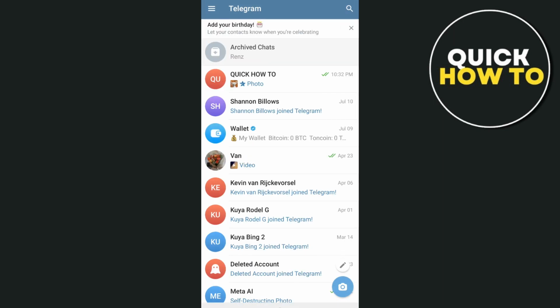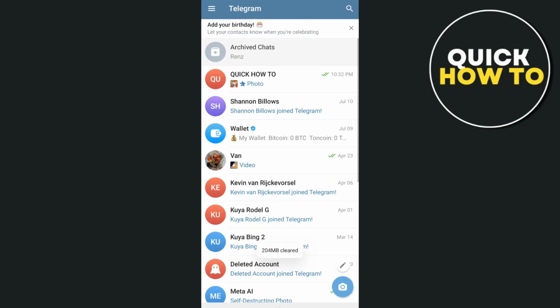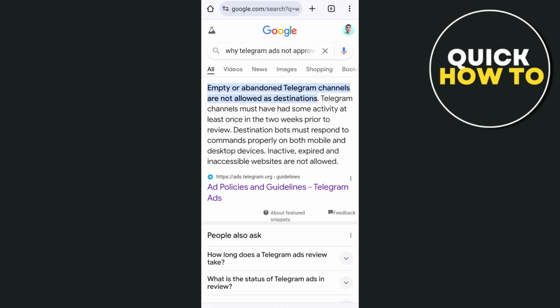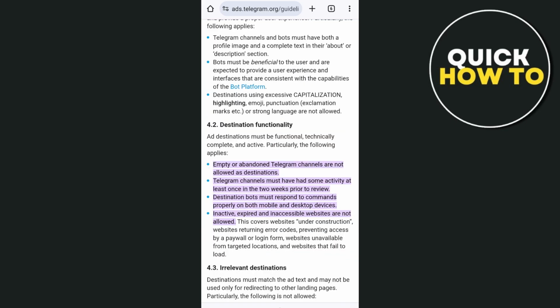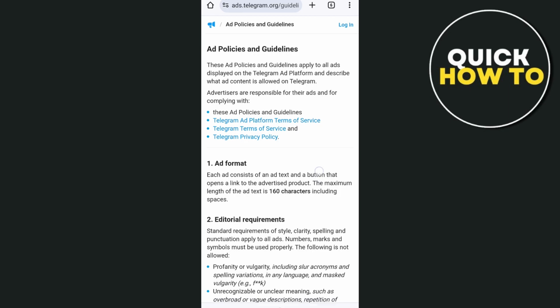In this video, I'll be explaining why your Telegram ads are not approved and reviewed. Well, there's a lot of reasons why you're having this issue. Here are some common issues and potential solutions. Number one, content violations. Ensure that your ad content complies with Telegram's advertising policies. Ads that contain prohibited content, such as illegal products, misleading claims, or inappropriate material, will be rejected.